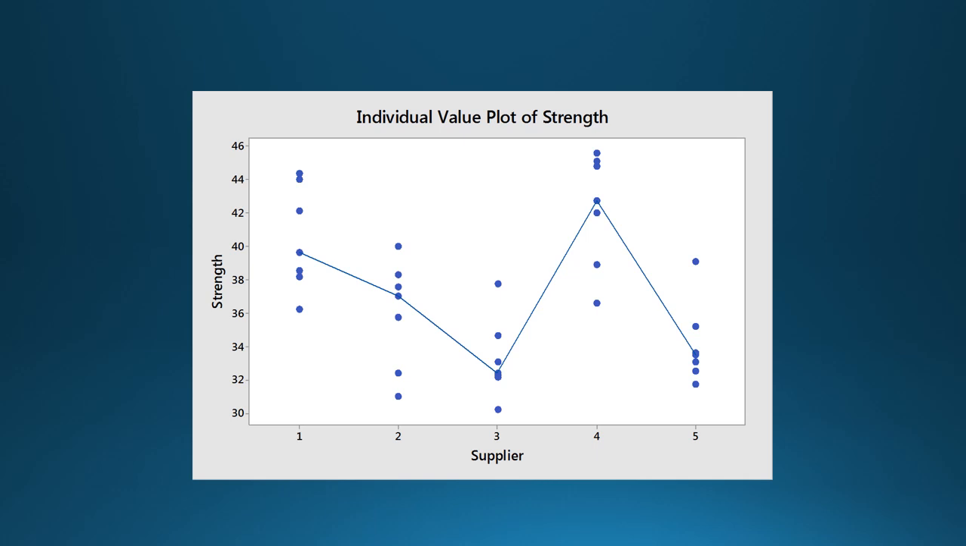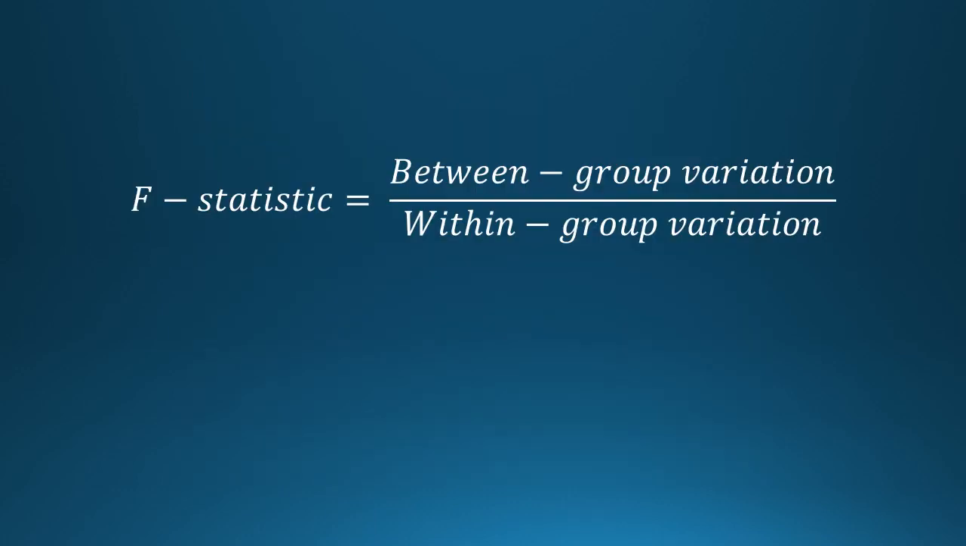Earlier in this chapter, we learned about between group and within group variation. The individual value plot of strength versus supplier suggests that the between group variation may be larger than the within group variation, but is this difference statistically significant? We can compare between and within group variation with the F statistic.